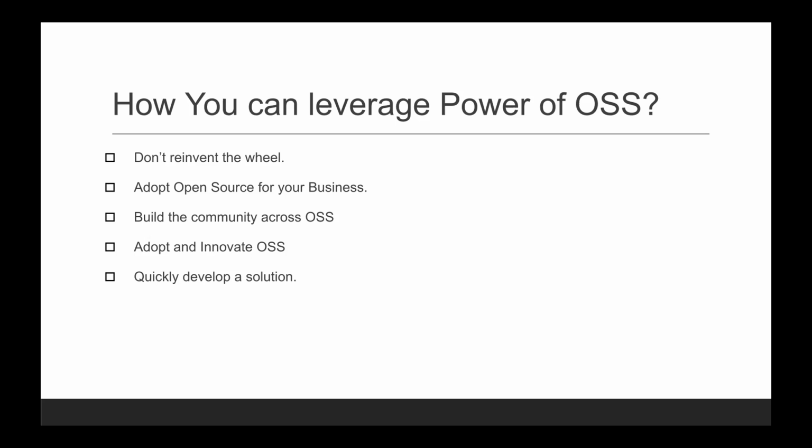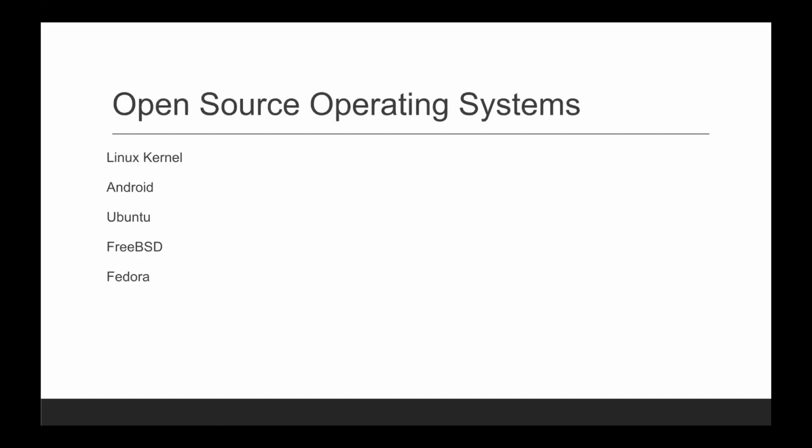You can build the community across the business. Like I said, Red Hat community, Linux community is one of the biggest communities, right? It's built around the Unix and Linux operating system. And you can adopt and innovate open source software. Like I said, you can use some of the open source products, find the issues, and fix them. So you can be a maintainer of the open source software, and you can quickly develop a solution. This is a way you can leverage the power of open source.